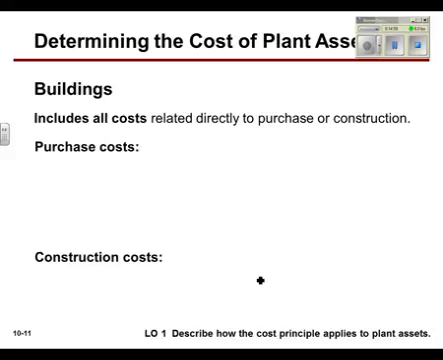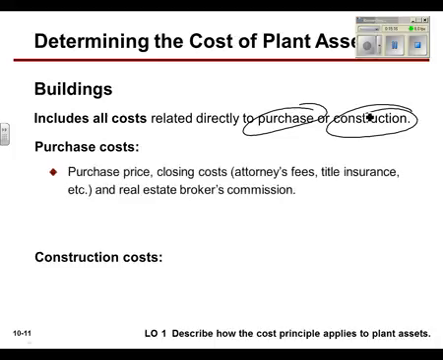Another fixed asset, of course, is a building, whether you're directly purchasing it or you're constructing the building. You've got purchase costs and you've got construction costs. Purchase costs are the purchase price. Remember the closing fee, the legal piece with the attorney. Oftentimes, if you're purchasing something, you're going to build insurance right into it, and the realtor. A real estate broker is a fancy word for a realtor.